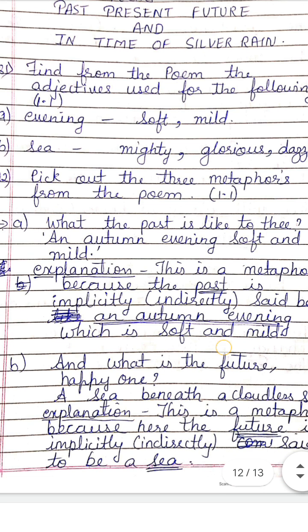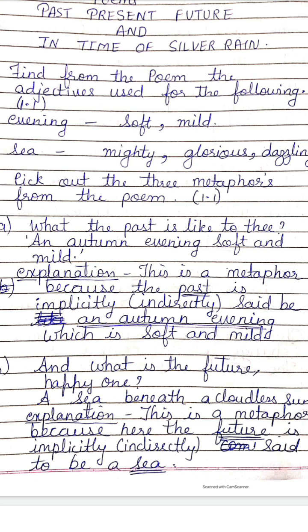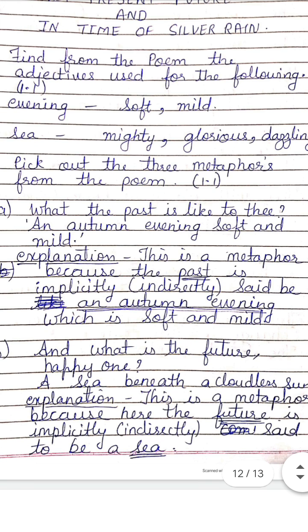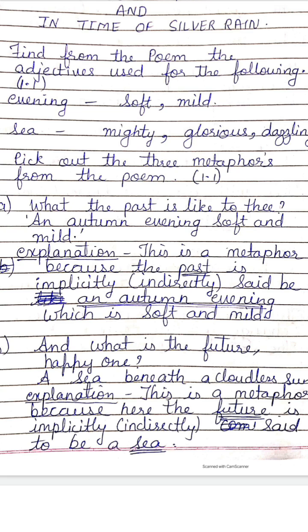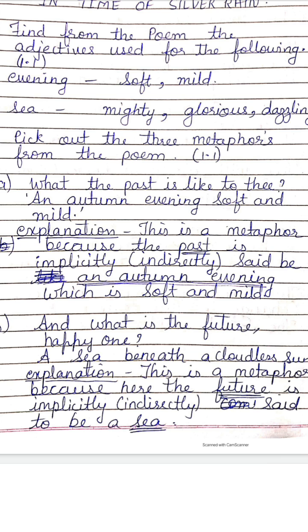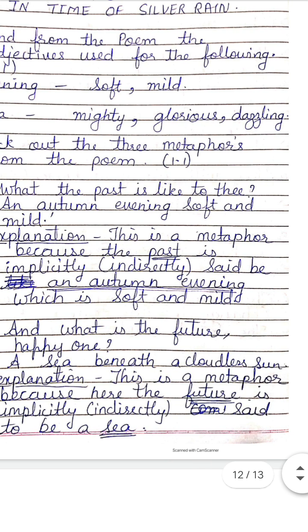So the first question is from 1.1. Find from the poem the adjectives used for the following. Evening. Now, if you read the poem, what adjectives do you find for the word evening? The words are soft and mild. These are the two adjectives used for the noun evening. For sea, there are three adjectives used over here: mighty, glorious, dazzling.